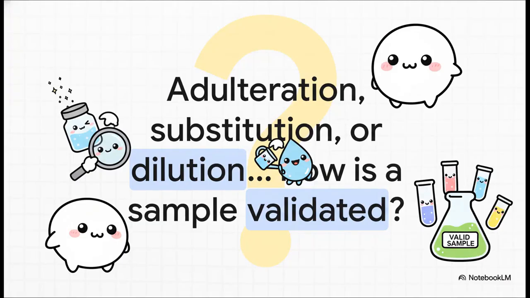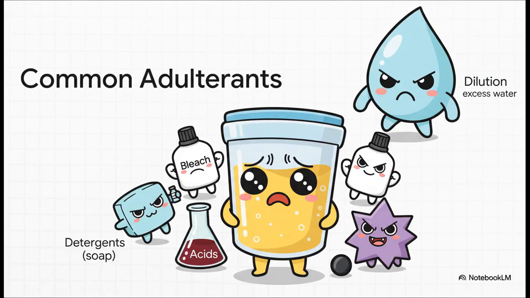So this raises the big question, right? Adulteration, substitution, dilution. With all the ways people try to cheat, how can you be sure the sample you're looking at is actually valid? Well, it's our job to have the scientific tools to catch them. And here's just a short list of the things people will try.